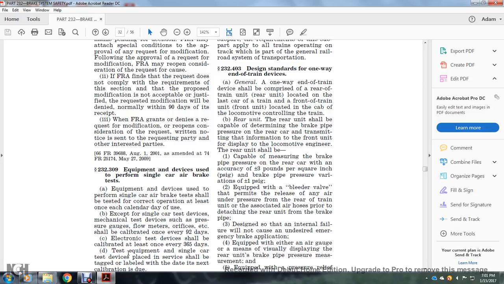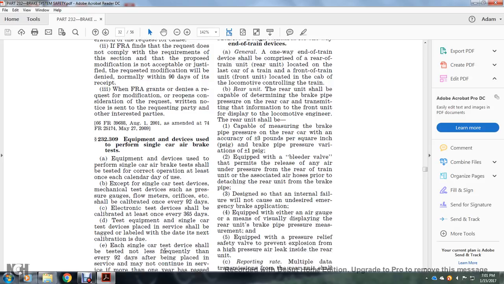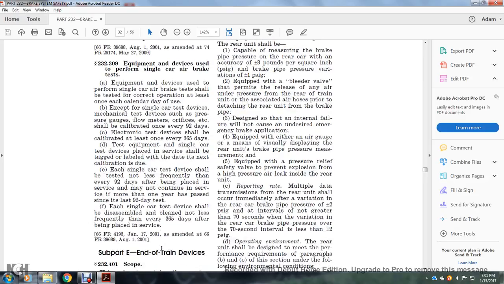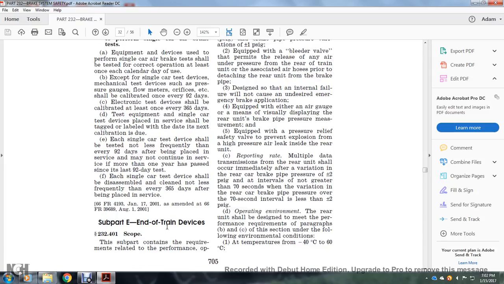Test equipment and single car testing devices placed in service shall be labeled with the date of the next calibration. Each single car test device shall be tested not less than once every 92 days after being placed in service, and may not continue in service for more than 1 year since the last 92-day test. Each single car test device shall be disassembled and cleaned not less than every 365 days after being placed in service. Subpart E, end of train devices.